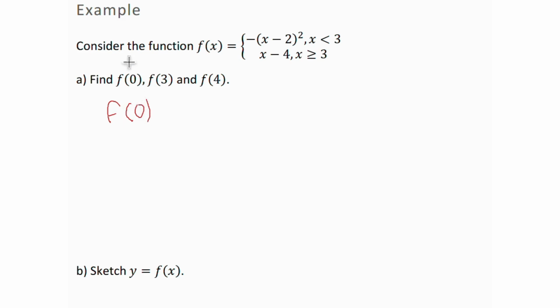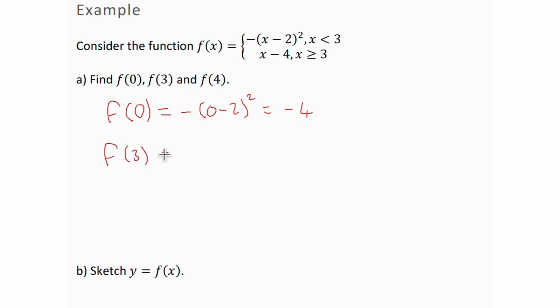F of 0. Our input here, 0, is less than 3, so we're in this bit of the function. In that bit of the function, we substitute the 0 into the minus (x minus 2) squared part. We get minus, this is going to be minus 2 squared, so 4. So we get minus 4.